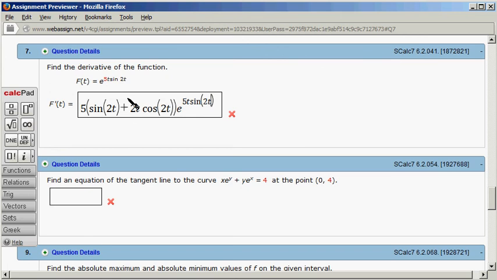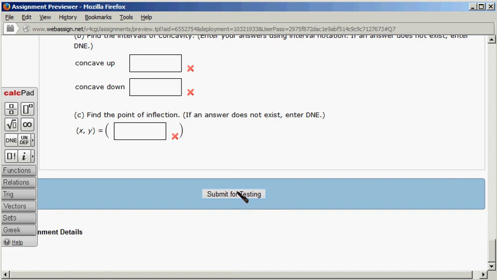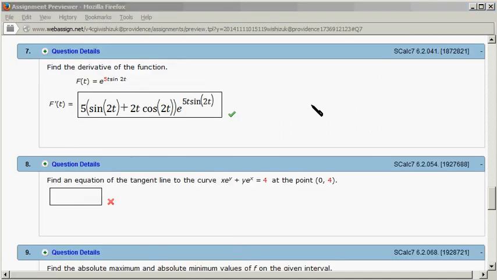All right, so let's go down and submit for testing. It came back and it looks like we got this one correctly. All right, that's it. I hope that this was clear.